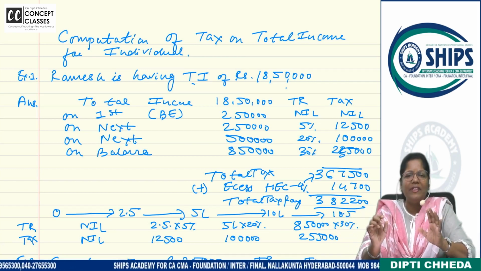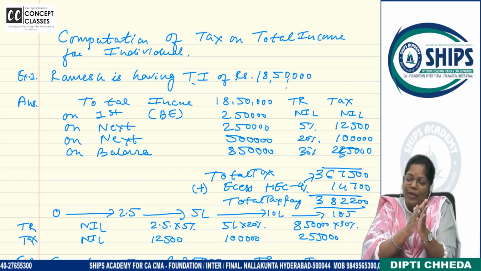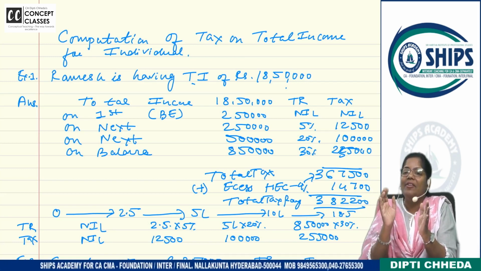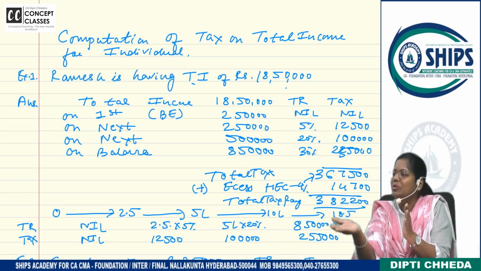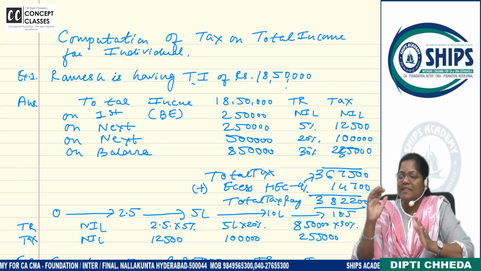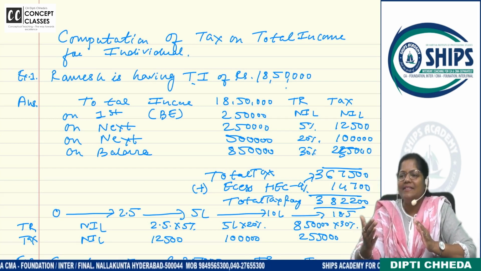0 to 2 lakh 50,000 nil. Next 2 lakh 50,000 to 5 lakh, so on the next 2 lakh 50,000 it is 5%. 5 lakh to 10 lakh, on the next 5 lakh it is 20%. And above 10 lakh it is 30%.